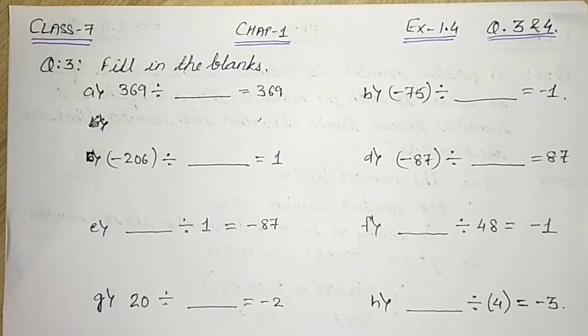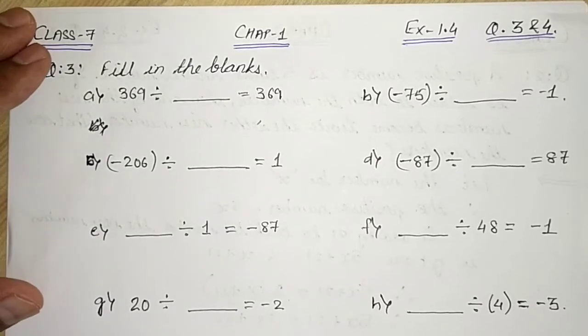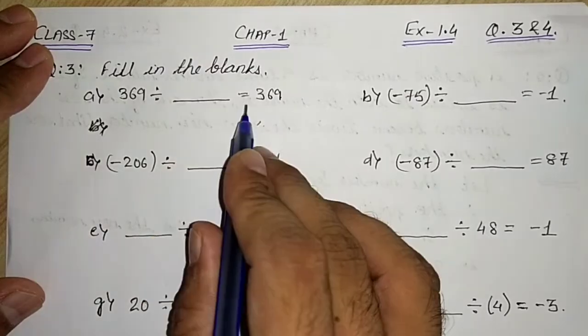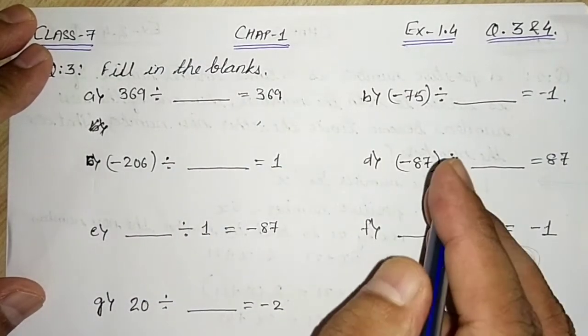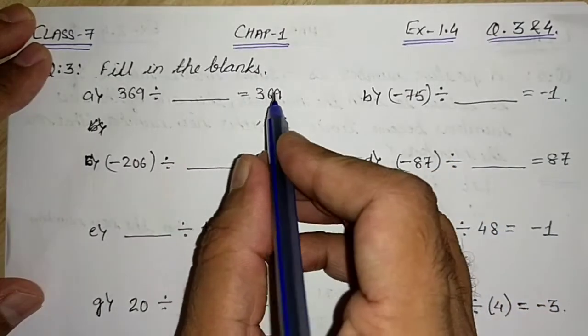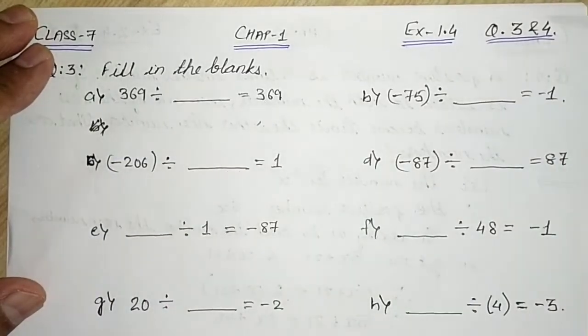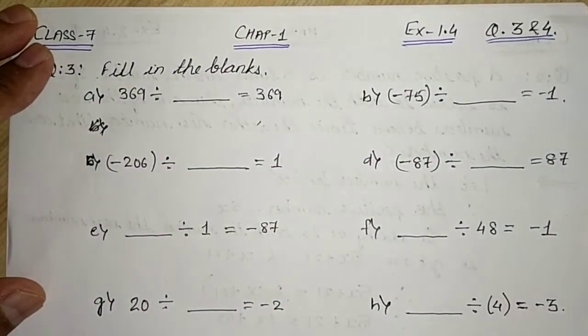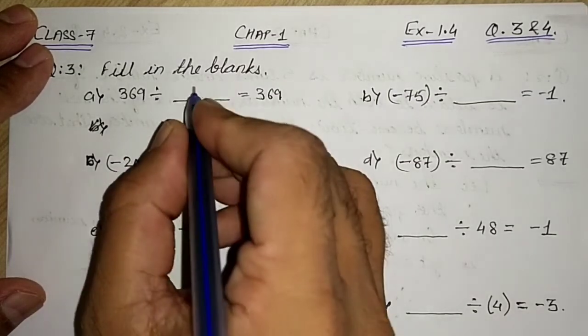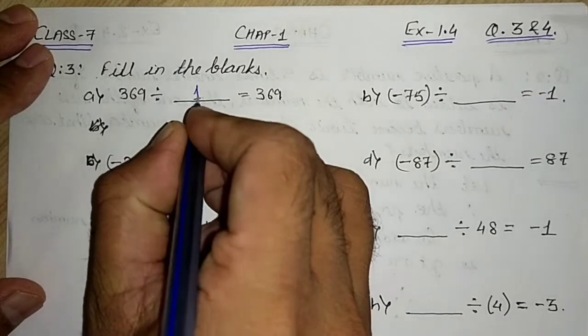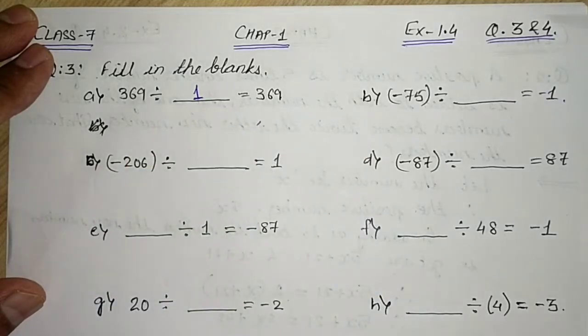Part A says 369 divided by dash is equal to 369. Students, you will get the same number if you divide the number by 1. So our answer will be 1. Even in the introductory lecture I told you that any number divided by 1 gives the same number. So here the answer is 1.